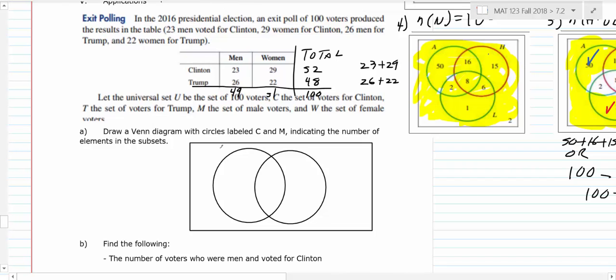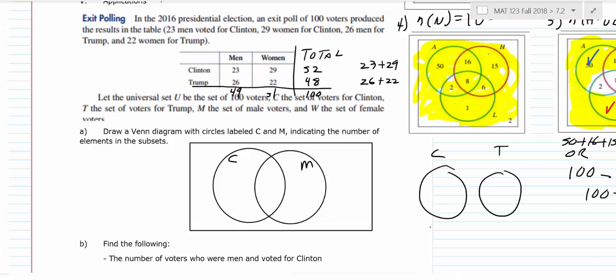The circles are going to be C for Clinton. So that will be that. And then we're going to use M, where M is going to be men. Okay, that is what I decided to do on this. We're not going to do C for Clinton and T for Trump, because if we did, then the circles wouldn't have any overlap. So it's better to do it this way.